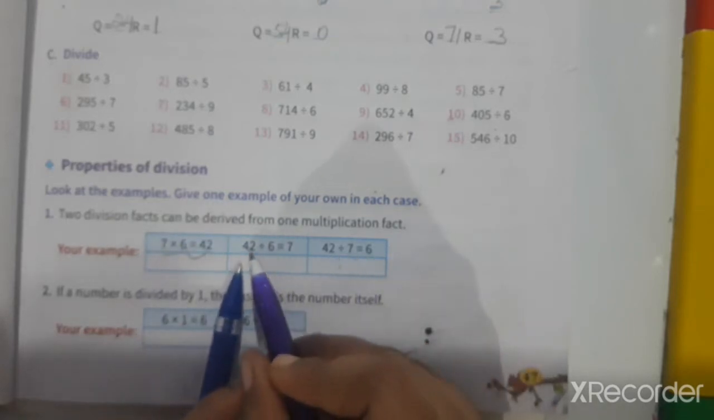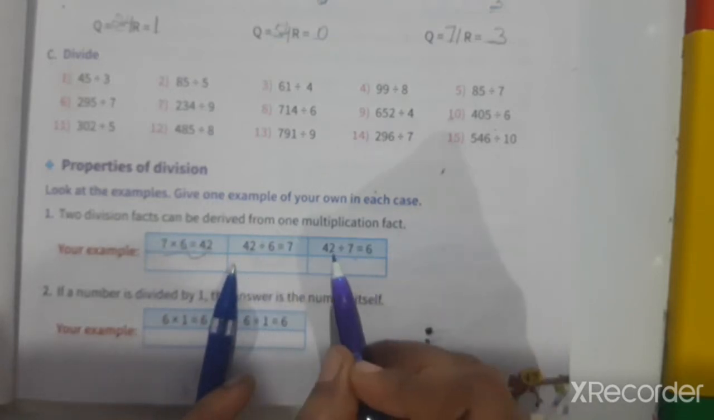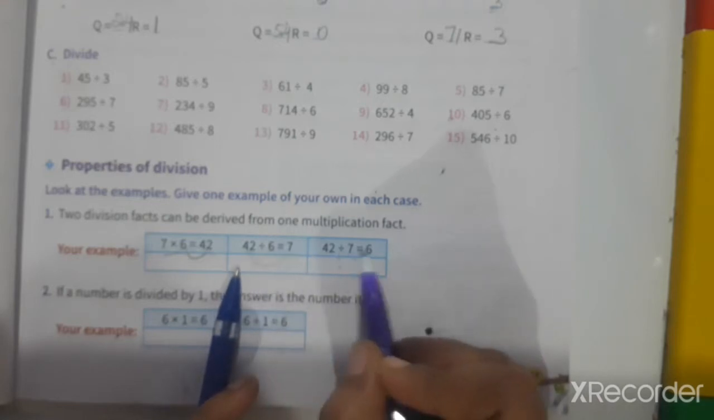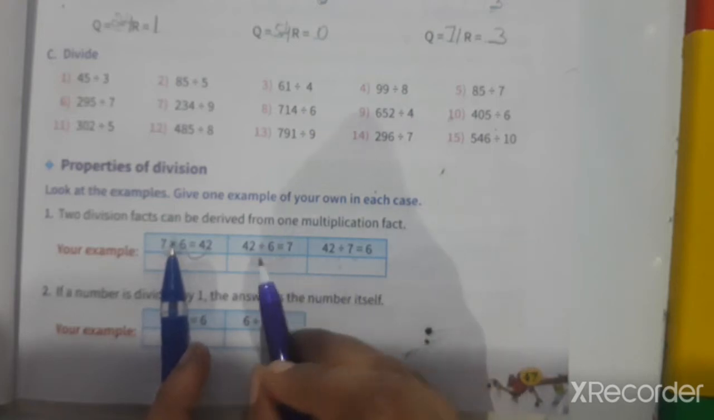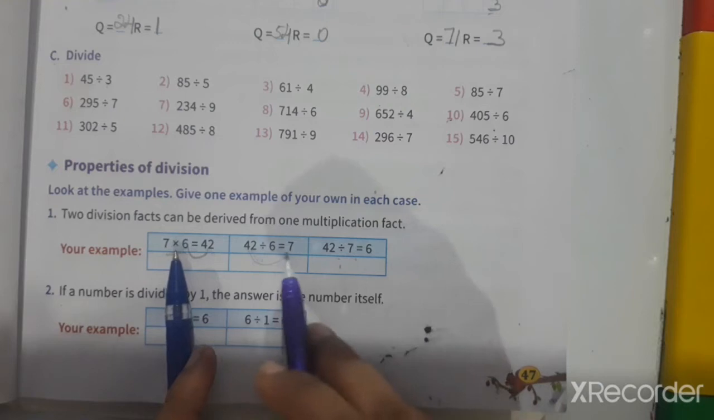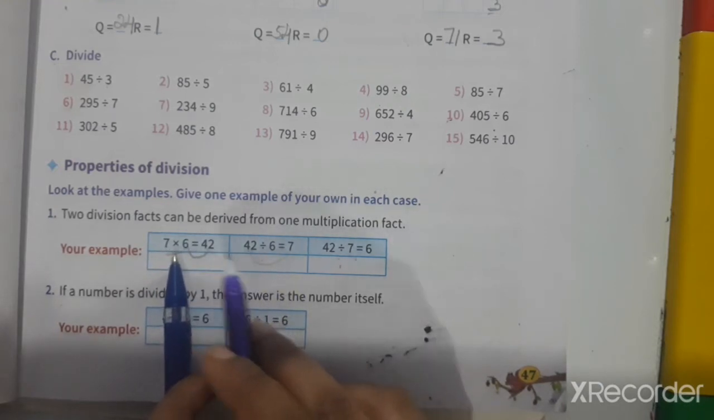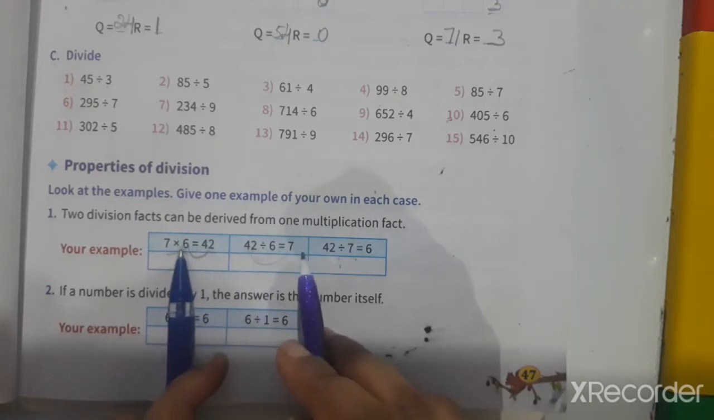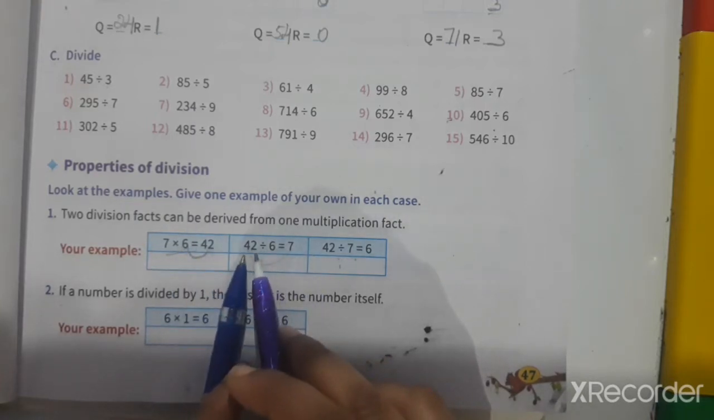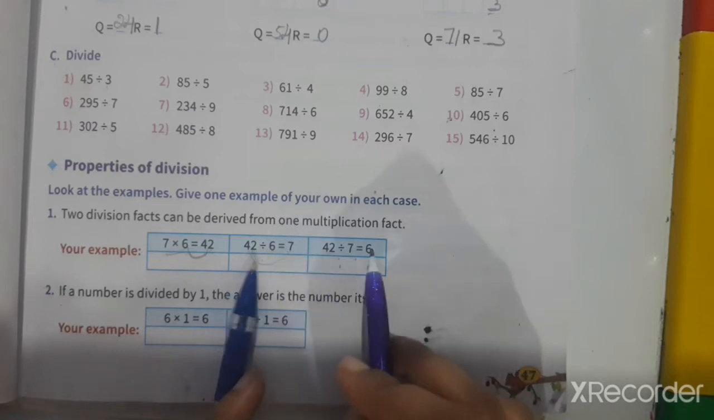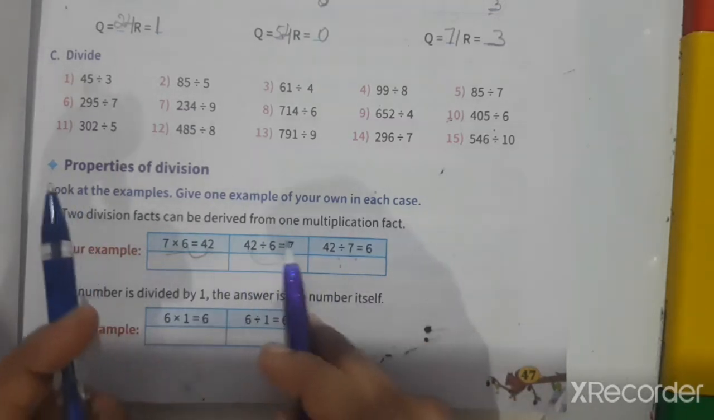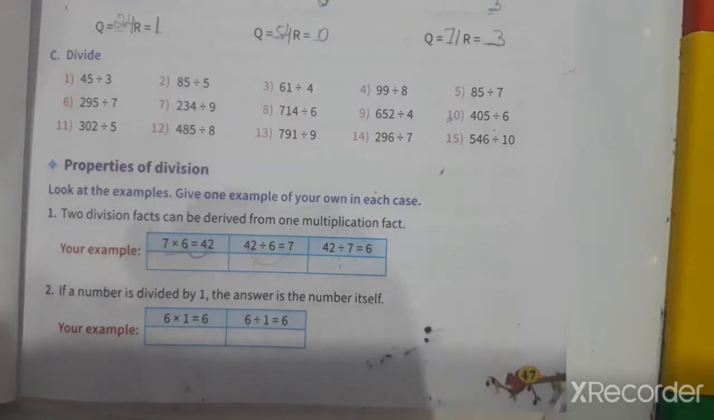Or 42 divided by 7. 42 divided by 7 is 6. So 3 numbers are interchanging here. 7 into 6, a multiplication, and a division fact can be derived from 1 multiplication. 7 into 6 is 42. We can interchange. 42 divided by 6 means the answer is 7. Or 42 divided by 7 means the answer is 6. Both sides the numbers are the same, just changes in the places and the symbol.